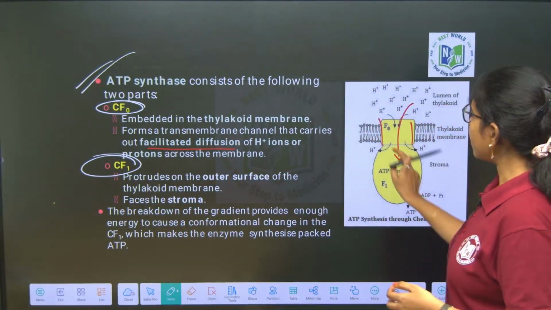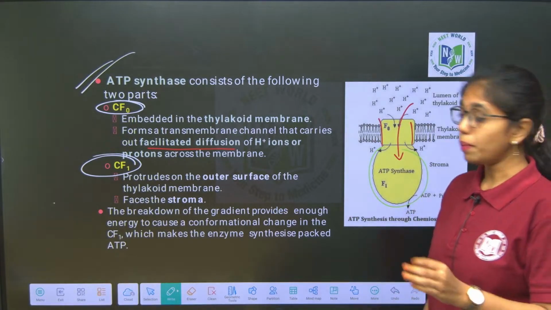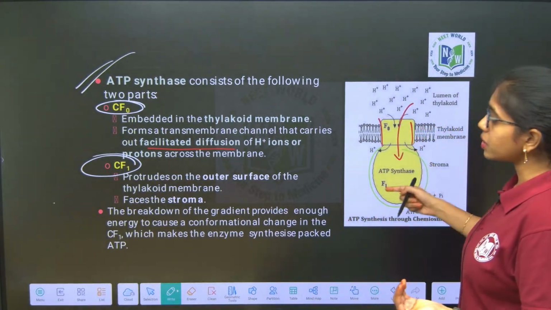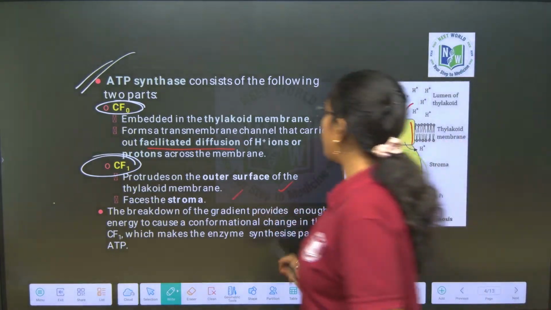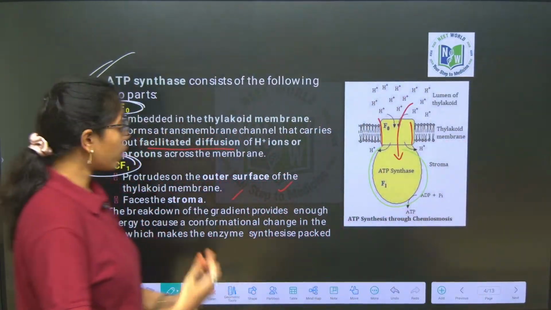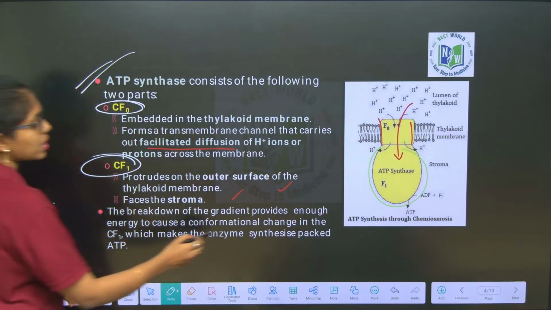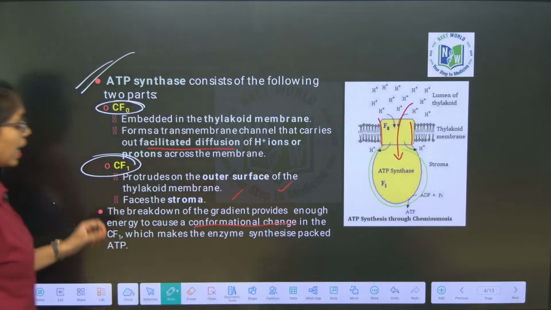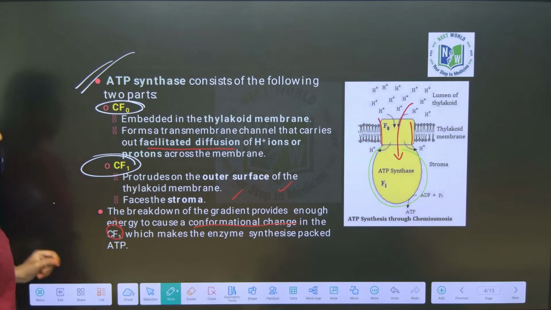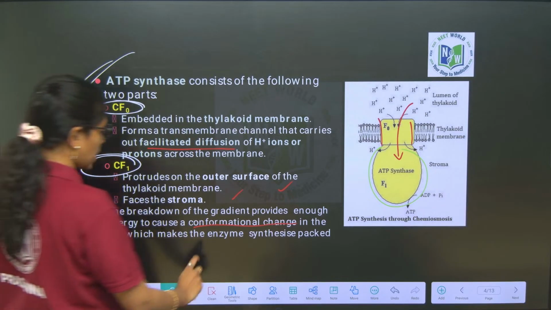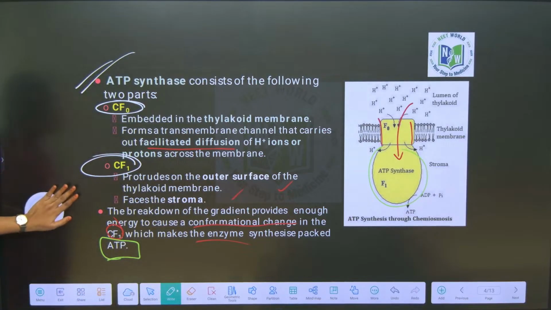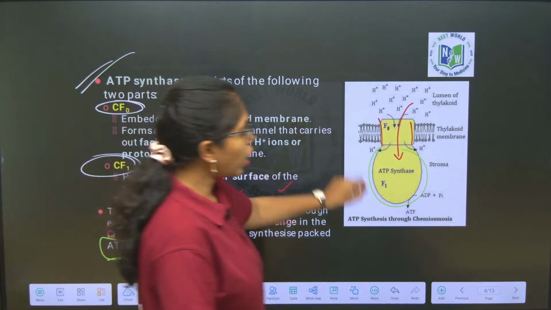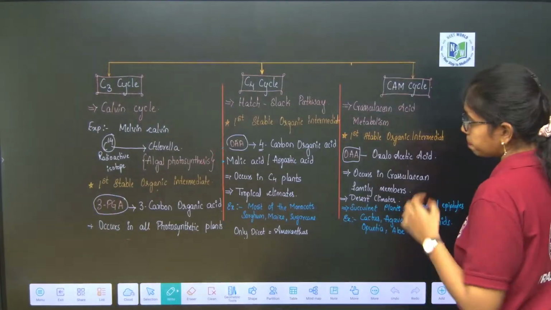Next, the F1 pump, this is towards the stroma. This protrudes from the outer surface of the thylakoid membrane, this faces the stroma. Breakdown of the gradient provides enough energy to cause a conformational change in the F1 pump, which makes the enzyme synthesize packed ATP. Clear, right, ma? This is a description about the F0, F1 pump. Next.